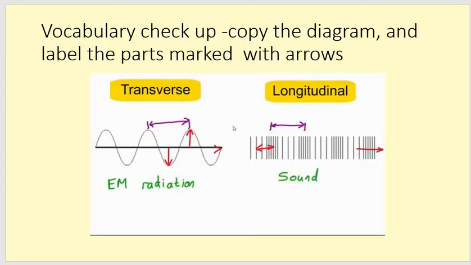Now, as a vocabulary checkup here, I've done 2 diagrams. I've done some little arrows in them, different colours, but the labels are missing. I need you to copy the diagram and label the parts that are marked. Now, this one is electromagnetic radiation, transverse, nice and easy, and this is sound waves. If you're not sure of those labels, you'll need to go back to check the earlier diagram. You might need to rewatch the video as well.